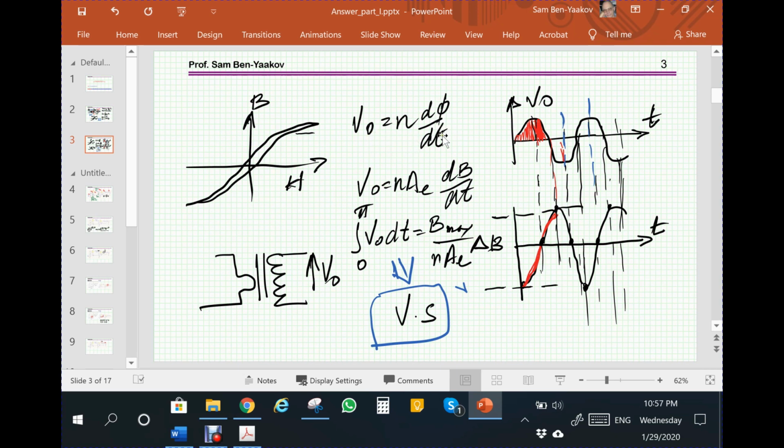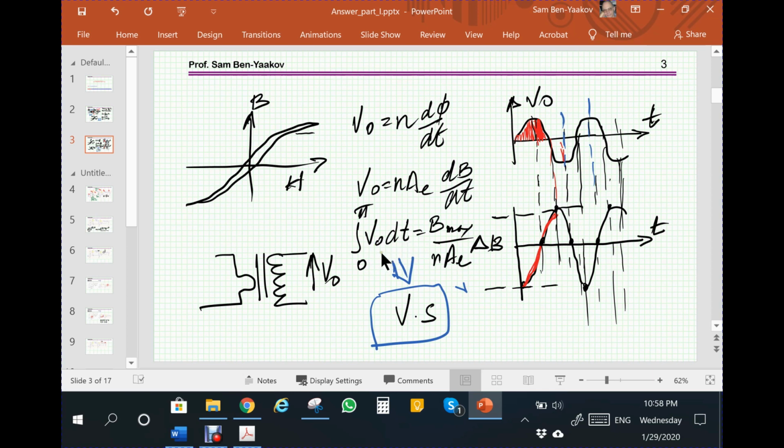V out is N times d phi dt, and since phi is B times A, then we have V out equals N A dB dt. And now we're taking the integral here, V dt, and this is equal now to N times A_E, where A_E is the cross-section area of the core, times delta B. And I'm showing it here. This is the integral from 0 to pi, and here is the delta B going from the minus value to the plus value. So this delta B is related to the volt second.